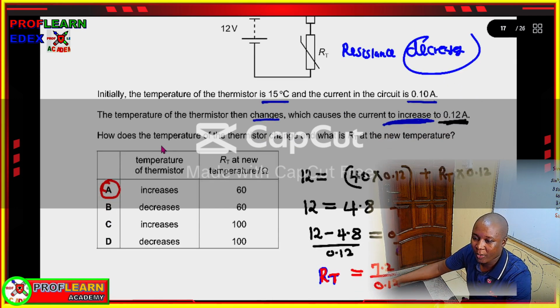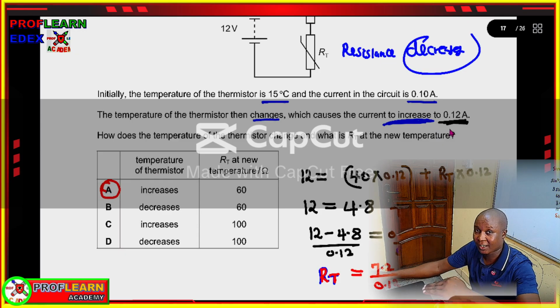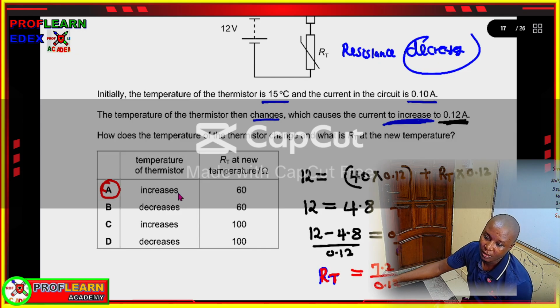So how does the temperature of the thermistor change? Because the current increased, it means resistance decreased. And the resistance will only decrease if the temperature of the thermistor is increased. So we're going to say that is the answer in that. But how do you get this 60?